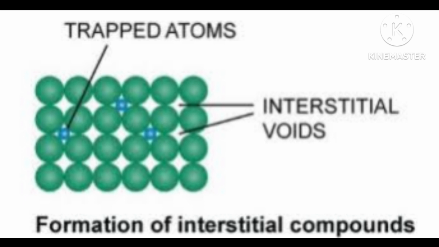Thus I have told you the causes of complex formation. There are three reasons to form the complex ion. First, comparatively smaller size of the metal ions. Second, their high ionic charges. And third, availability of d orbitals for bond formation.